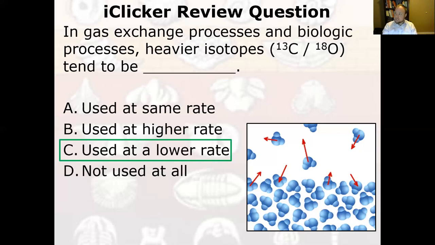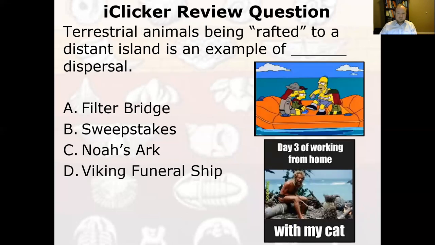Let's move on to the next question. So terrestrial animals being rafted to a distant island is an example of what kind of dispersal? So we talked about a bunch of different dispersal mechanisms last time. So these terrestrial animals get adrift on a raft and they happen to make it to a distant island. That's an example of sweepstakes dispersal.